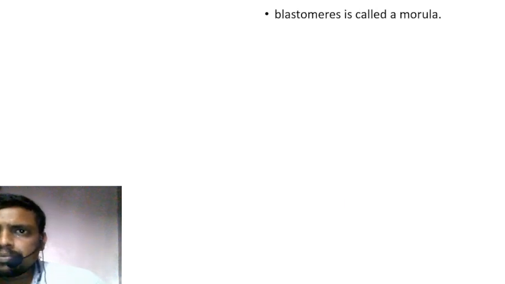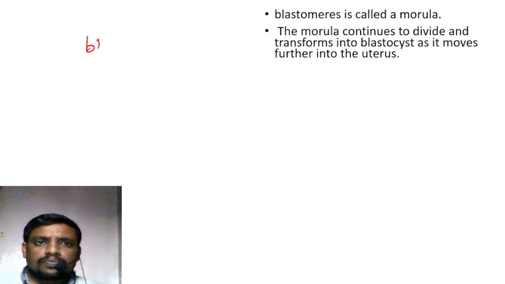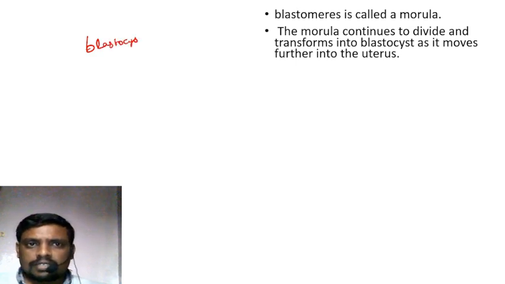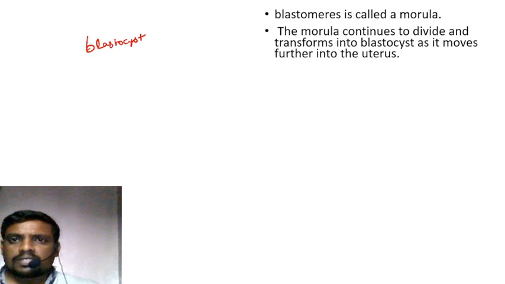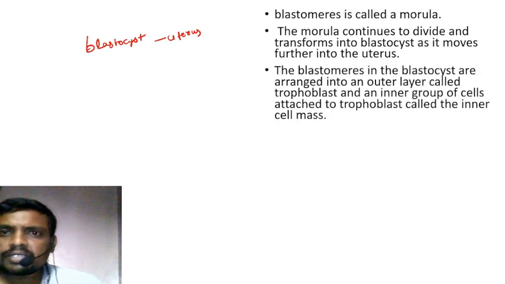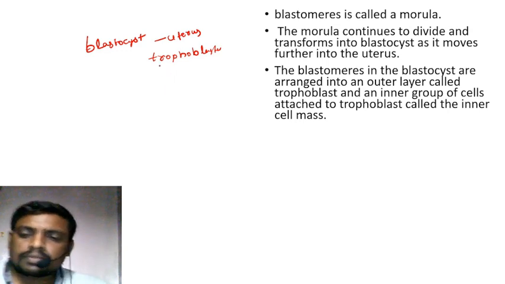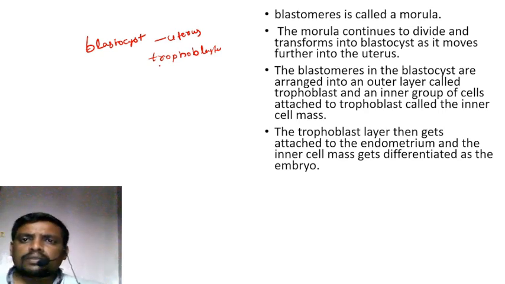So finally, the morula continues to divide and transforms into another structure called a blastocyst. What is that called? Blastocyst. This blastocyst moves further into the uterus, where the blastomeres in the blastocyst are arranged into an outer layer called trophoblast. What are they called? Trophoblast. And the inner layer, a group of cells attached to the trophoblast, is called the inner cell mass. What is that called? Inner cell mass.